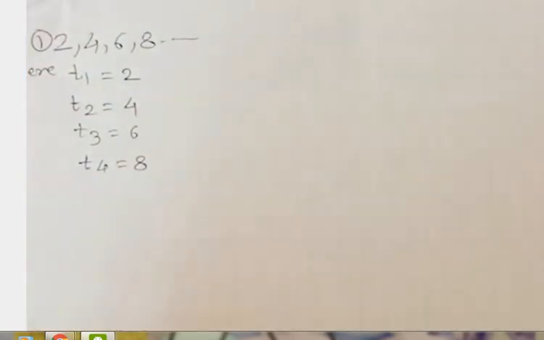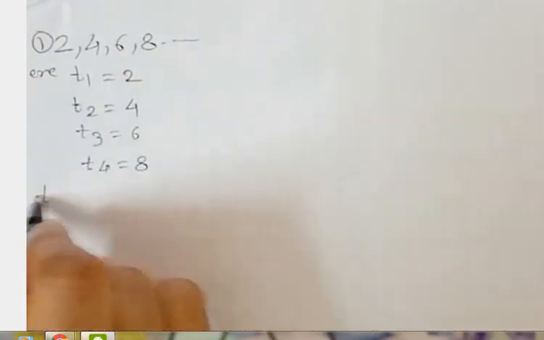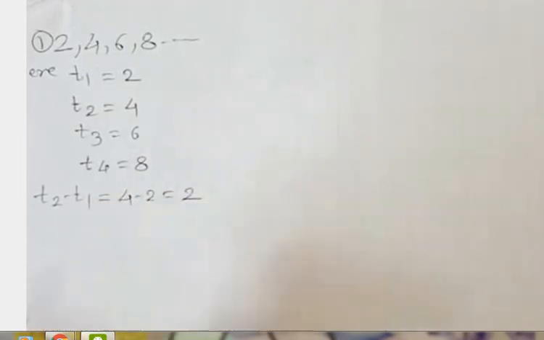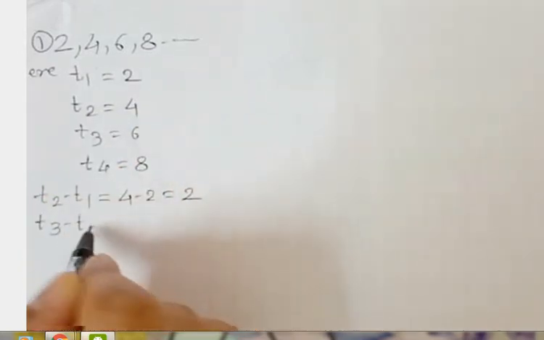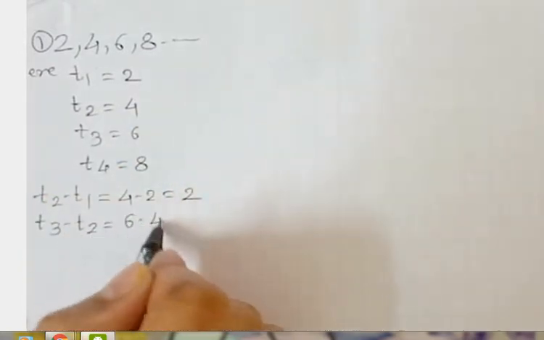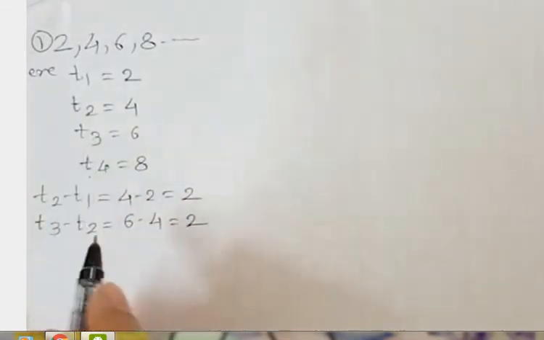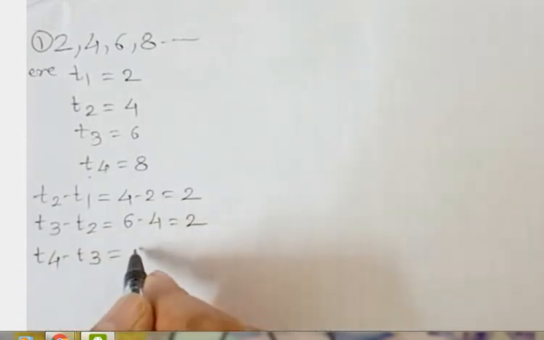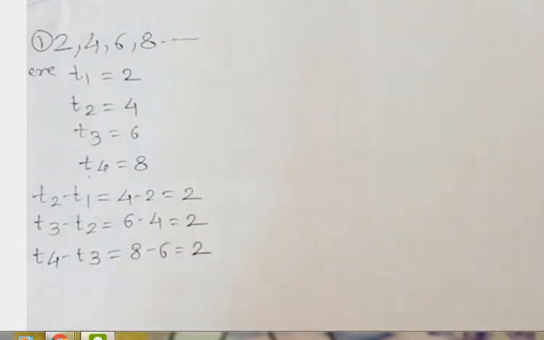Now we have to find out the difference between two consecutive terms. Consecutive term means T2 minus T1. T2 minus T1 is equal to 4 minus 2, that is 2. Then T3 minus T2, T3 is 6, 6 minus 4 is again 2. Then T4 minus T3, that is 8 minus 6. 8 minus 6 is also 2.